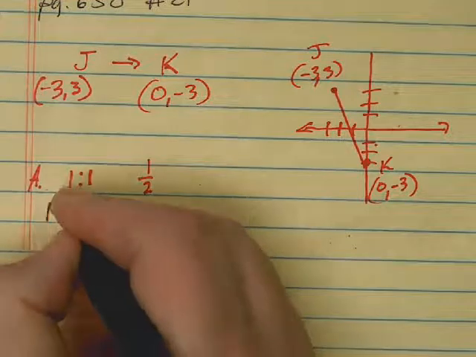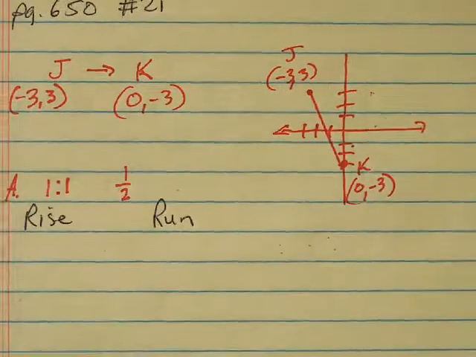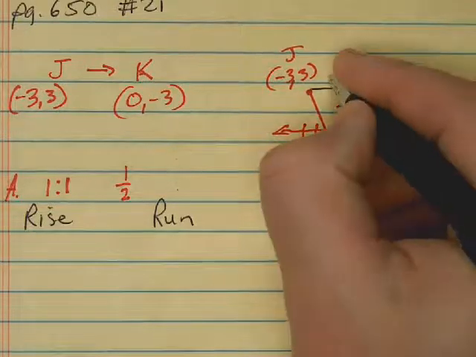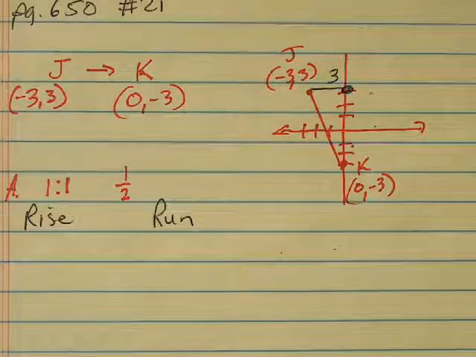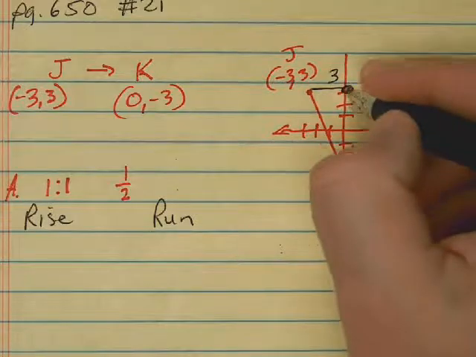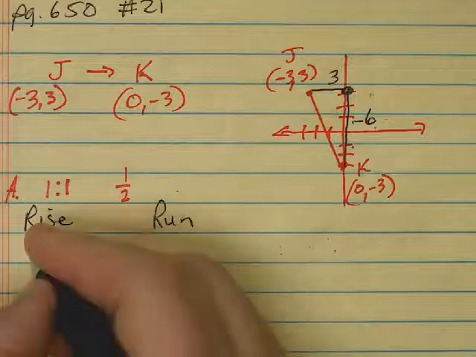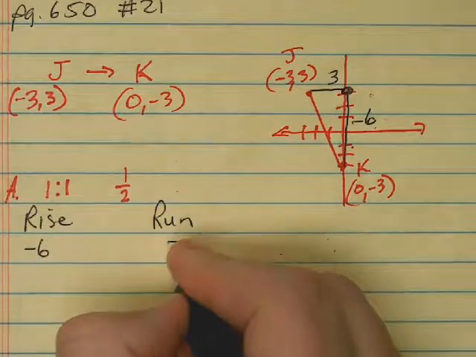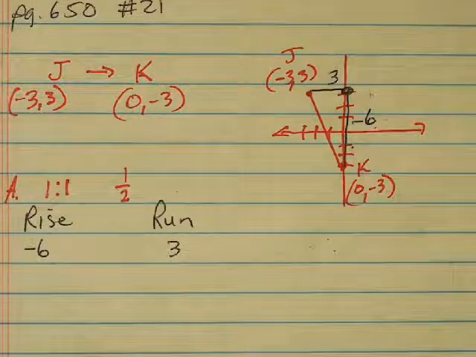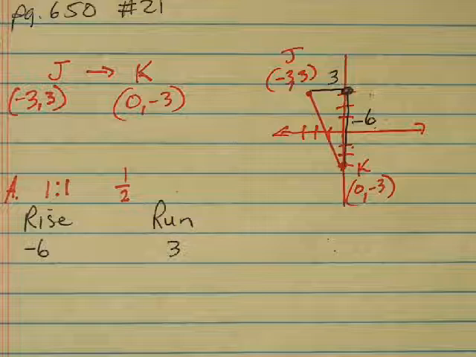All right, so we've got rise, we've got run. Let's find what the rise and run is from J to K. If I'm going from negative 3 across, that looks to me like that's positive 3 units. Wes, you with me on that? Positive 3? All right, how far down is it? Looks like to me it's negative 6. So my rise would be negative 6, and my run would be positive 3. I don't want to go too fast. I want to make sure you're with me. Got it? Okay, so what do I do at that point?